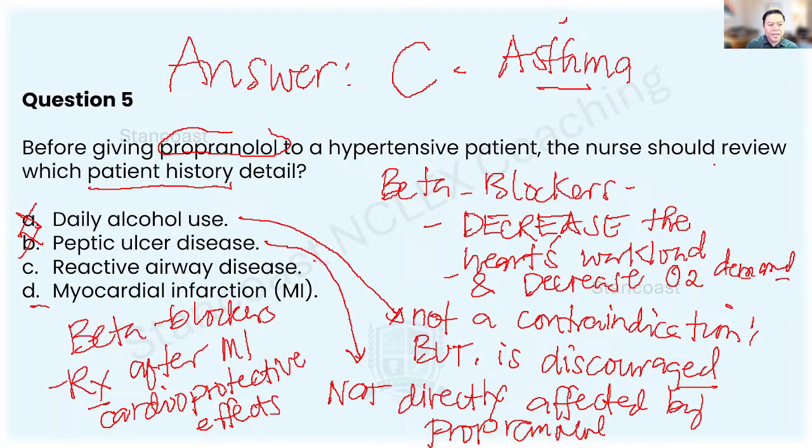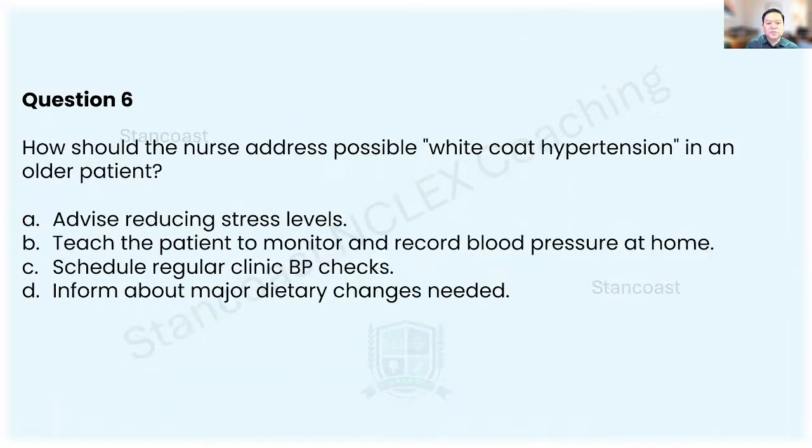So again, our answer here is letter C, asthma. The medication propranolol is contraindicated for use in reactive airway disease, also known as asthma. Okay. All right. Let's move on to the next question. Question number 6. How should the nurse address possible white coat hypertension in an older patient?